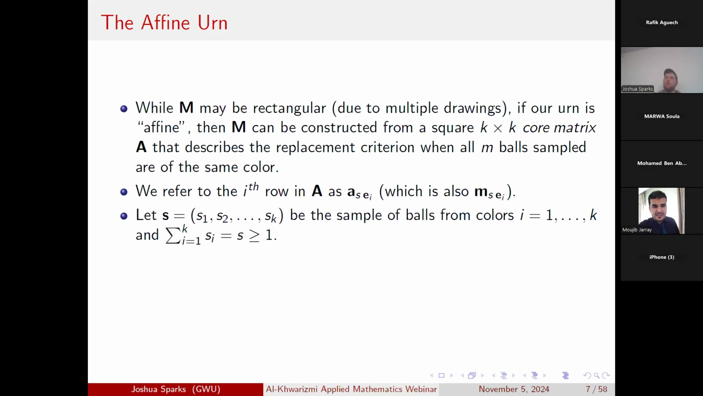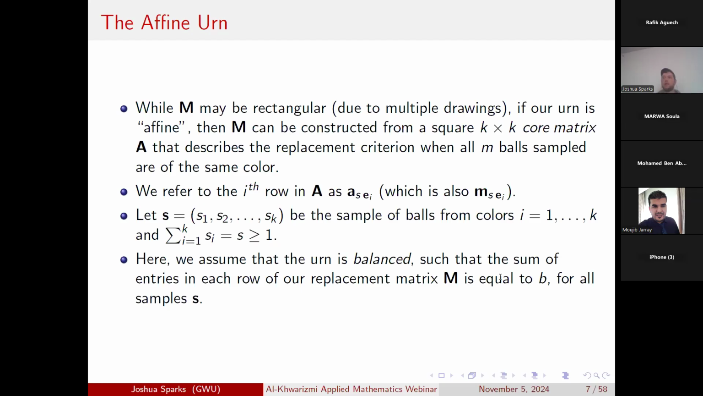So we let this S, bold S, be the sample of balls: S1, S2, all the way to SK, from the colors 1 to K, where the sum of the S_i values is equal to the sample size, non-bold S, where S is at least one. Most of the time we're going to be talking about S greater than one, because those are cases that are unique compared to the literature done before, where we're trying to go beyond the single ball case. But it is worth noting, and I'll make a note of this a little later, that this still simplifies to the general S equals one case as well. These affine urns are just an extension.